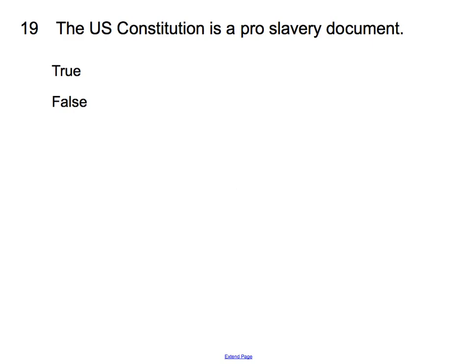Also, another question here is: the U.S. Constitution is a pro-slavery document. All right, that's a trick question. We can make an argument on both sides, so we might ask you that one again after we listen.